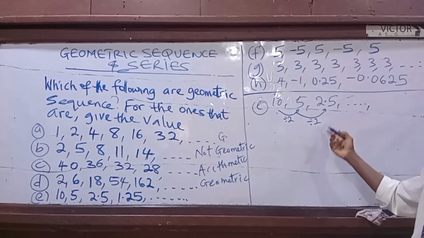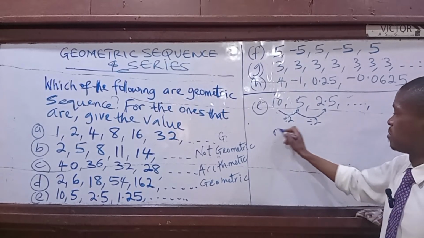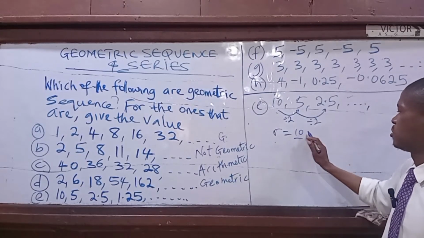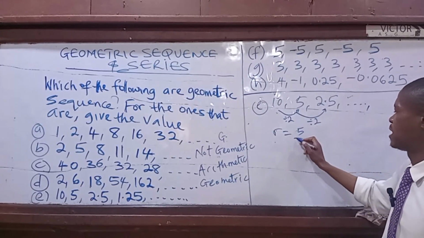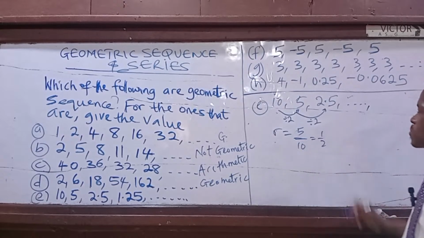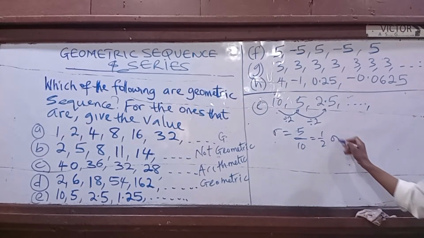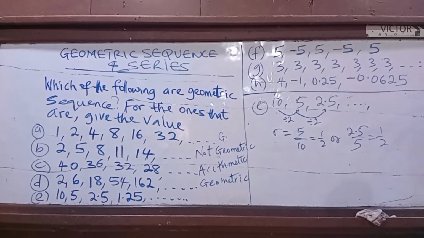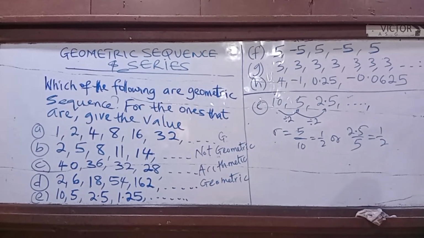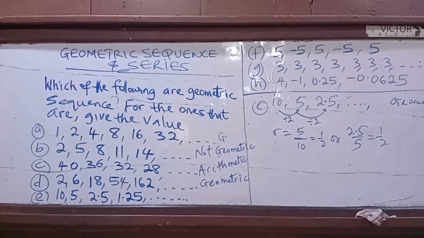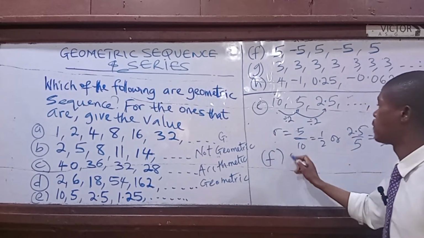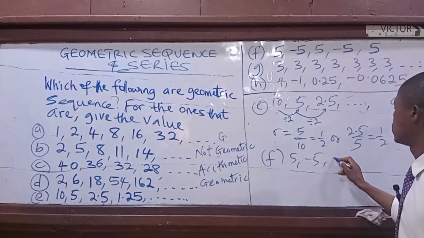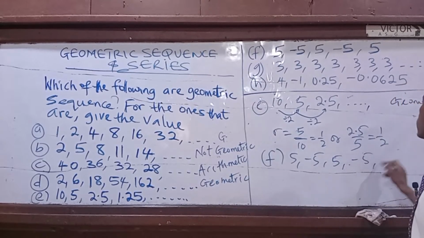So this one is geometric. The common ratio is what? 10 over 5? No, that's 5 over 10, which is 1 over 2. Or 2.5 over 5, which is also 1 over 2. So E is geometric. The F, we have 5, minus 5, 5, minus 5.